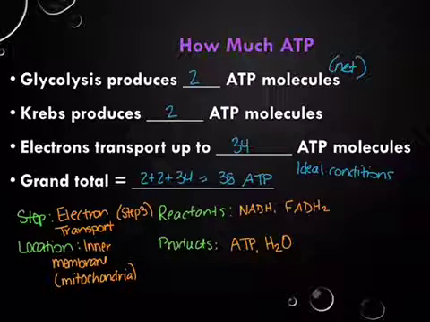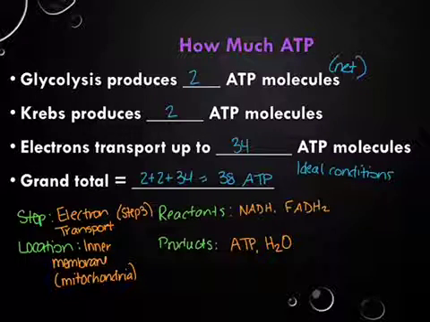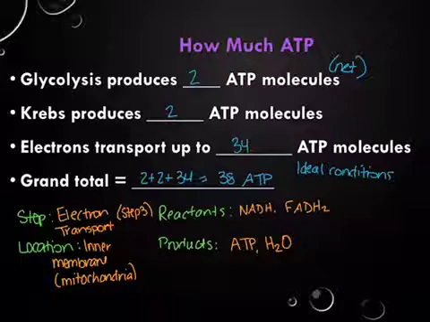So those are the 3 steps of cellular respiration. And so remember, you need to know what each step is, where it happens, the reactants of each step, and what is produced in each step.